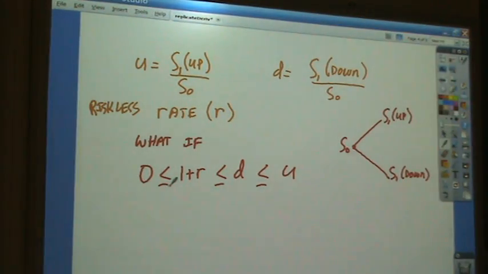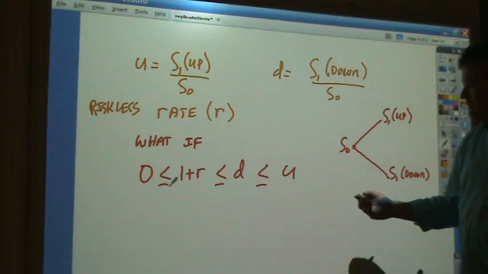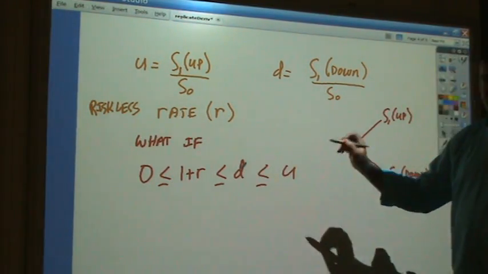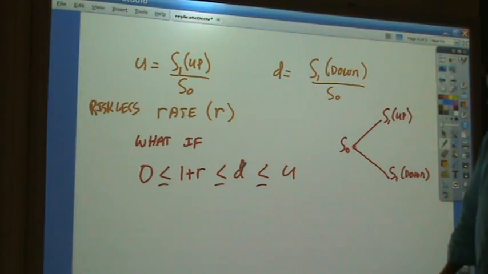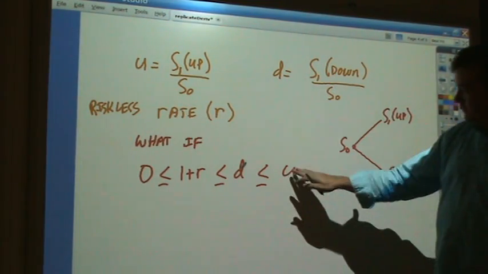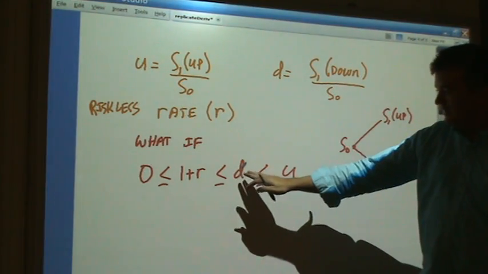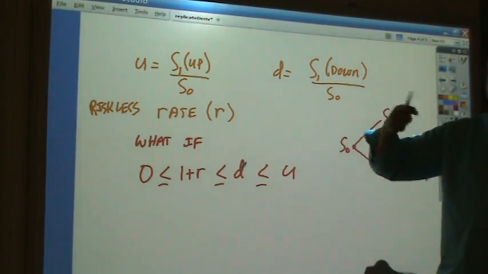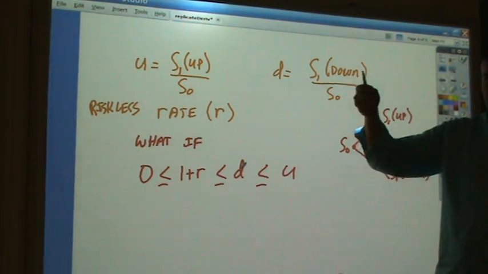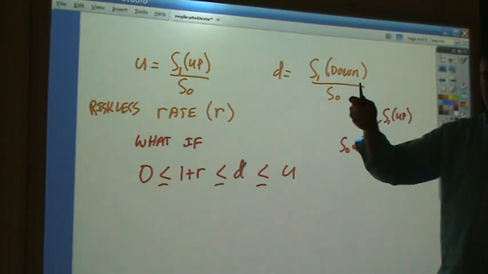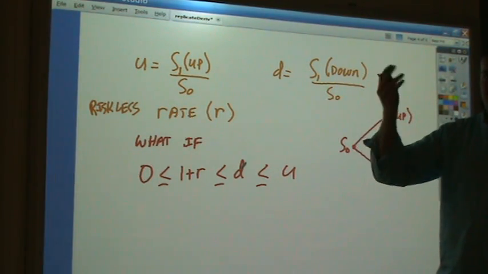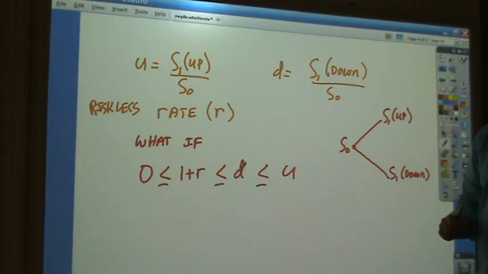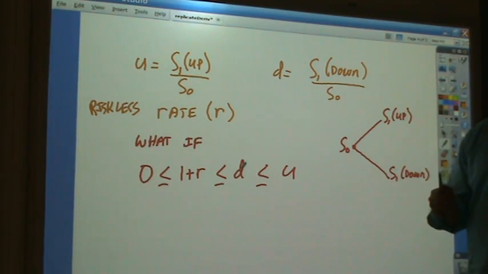What if that were true? Now, just because I'm using the words up and down, if it's a down market, think of it as like a really good and maybe somewhat good. In other words, if the down market produced a better rate than the interest rate, what could you do if you were an investor?